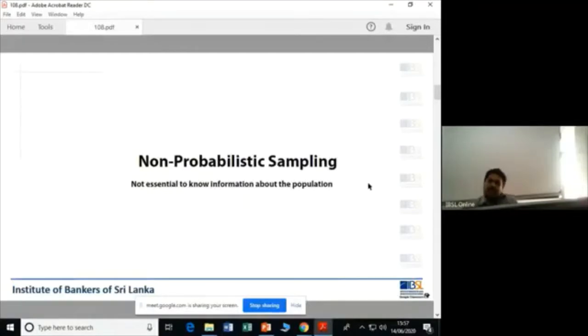As explained in this slide, it is not essential to know information about the population. Why does it say so? Because if we are going to use probabilistic sampling, for us to give an equal opportunity to everybody, we need to know who everybody is. In our last example in the class, our population was those 75 students in the classroom.